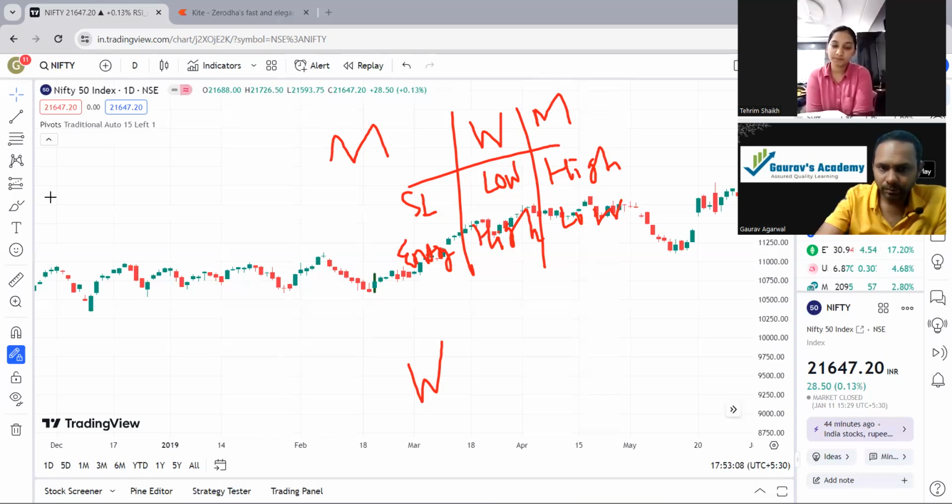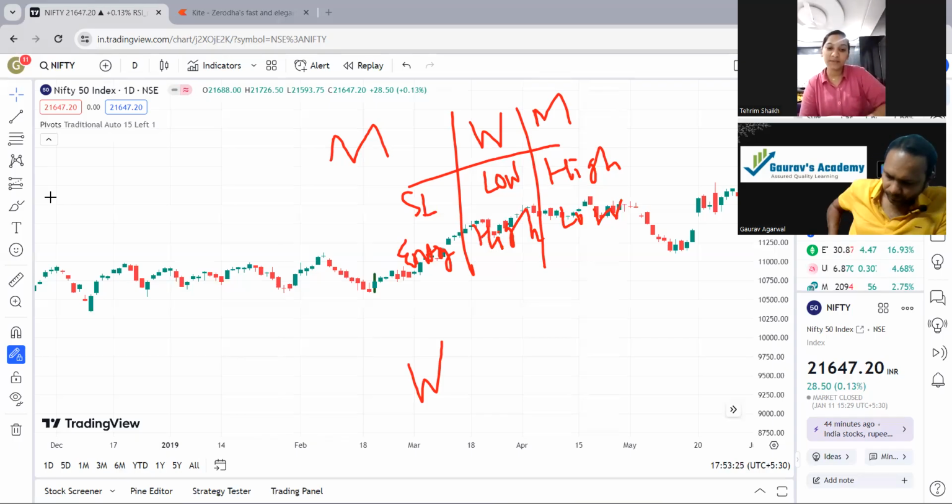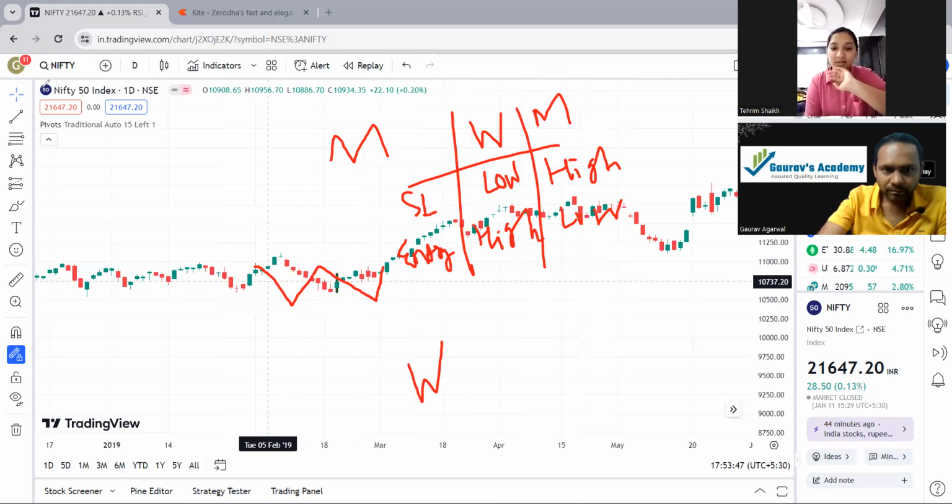Okay, so stop loss is fine now and entry is also understood. What will be the target? Target will be the middle candle. Which one? This is the pattern. Which candle? Tell me. The one which has a plus sign, the hammer.